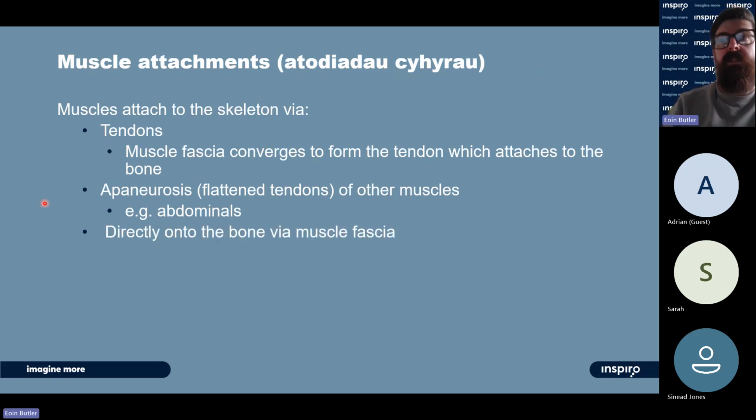The other way is that muscle will attach directly onto the bone just by muscle fascia. It won't even have a tendon or aponeurosis. It will literally just attach straight onto the bone. Now, not to jinx anything, but I have never seen a question come up asking about aponeurosis. I've only seen questions, and regularly, asking about tendons. I don't want to say it's not going to come up, but be aware of it, that it's not just tendons that attach muscles to the skeleton.